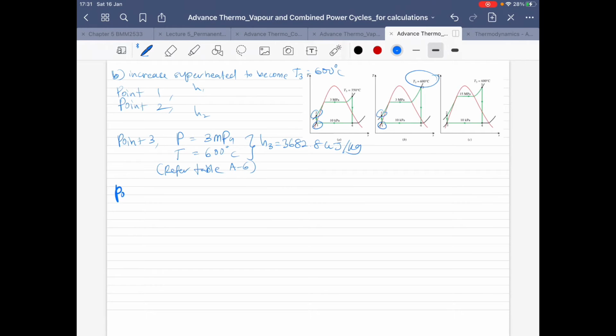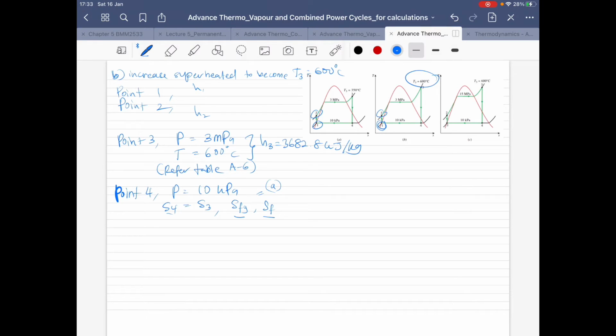Let's see point 4. So point 4, the pressure is exactly 10 kPa. You know S4 is equal to S3. So S4 equals S3. We know the calculation for the entropy of the fluid and gas, the mixture of it. We know the value for the entropy of the fluid. Where do we get this value? It is taken from point 1 earlier. The values are the same, Sf and Sfg, similar to question A.